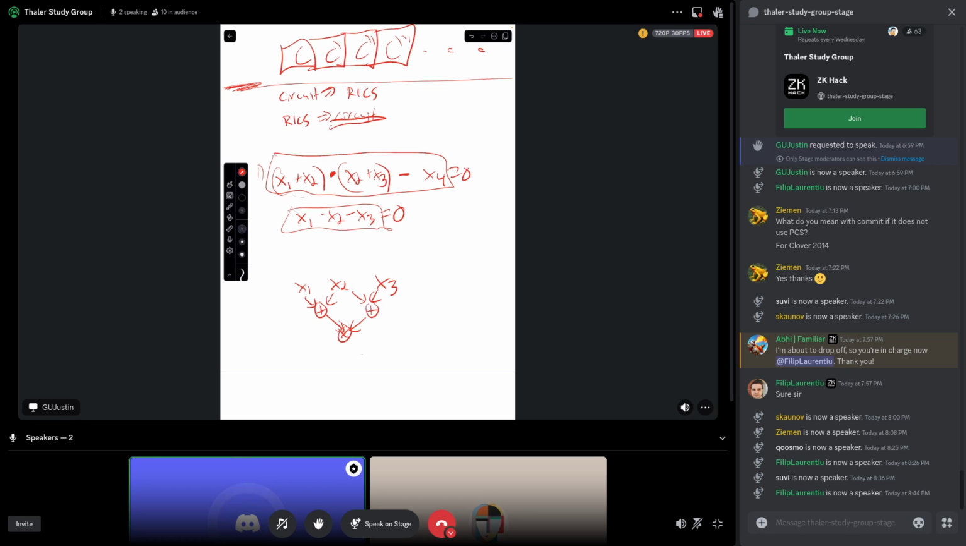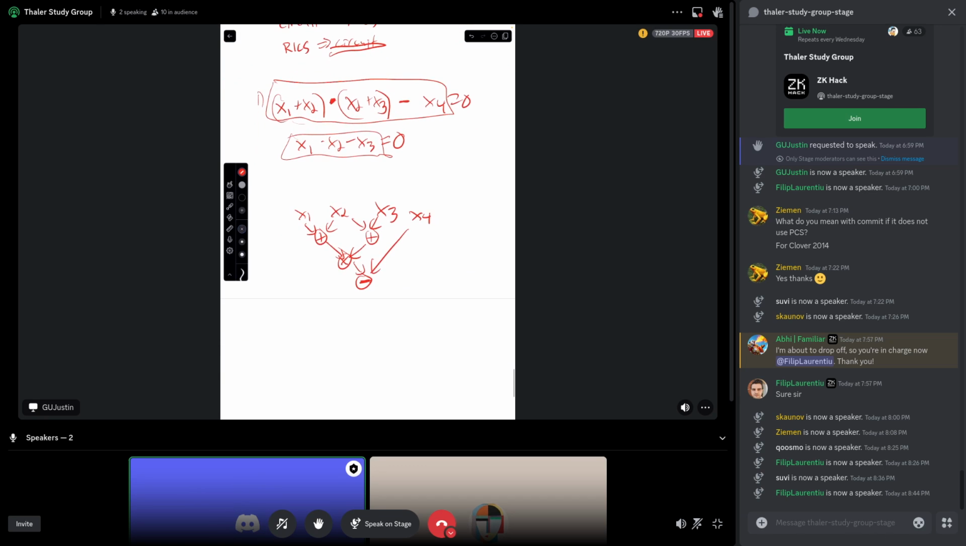I guess I would need a subtraction gate too. Then there'd be a multiplication gate that's multiplying x1 and x2, and then a subtraction gate that is subtracting x3 from that. So I just compute the left hand side of each R1CS constraint in the circuit and claim that all the outputs are 0.